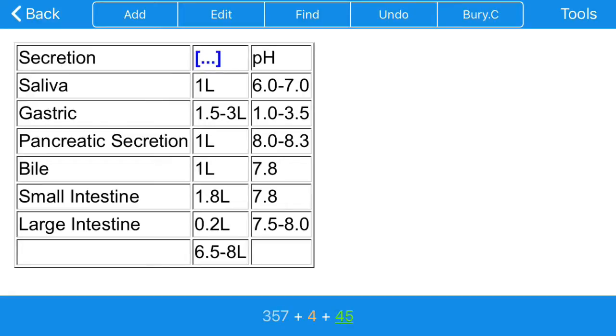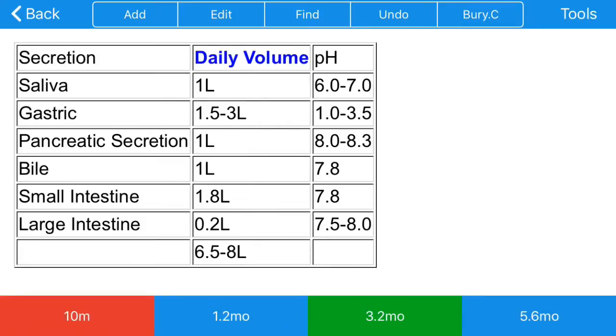And so they said 8 milliliters because it's 8 liters. If only 100 milliliters are lost in the feces, then you can't have 8 liters going into the intestines. And yes, you can. Even the large intestine secretes 200 milliliters, which is a lot. Okay. That's volume. All right.